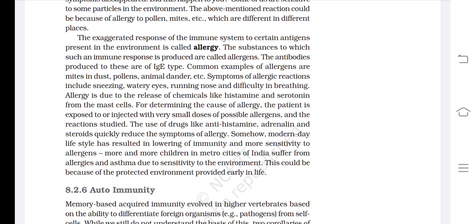Somehow, modern day lifestyle has resulted in lowering of immunity and more sensitivity to allergens. More and more children in metro cities of India suffer from allergies and asthma due to sensitivity to the environment. This could be because of protected environment provided early in life.